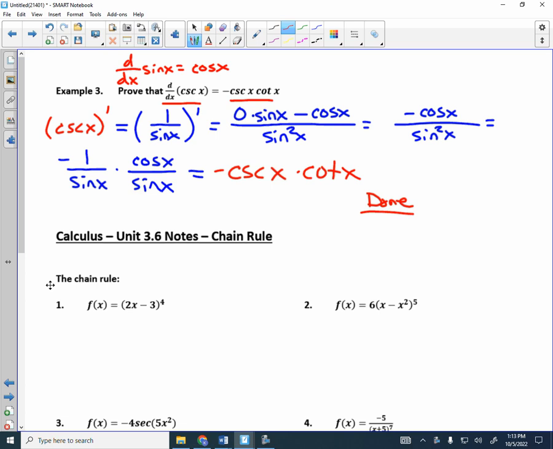What I did is I took negative cosine over sine squared and I factored it into 2 parts. So negative 1 times cosine is negative cosine, and sine times sine is sine squared.